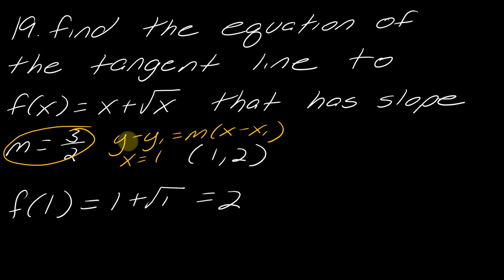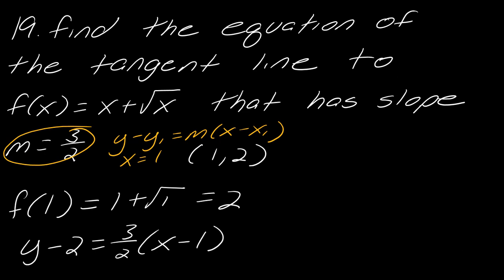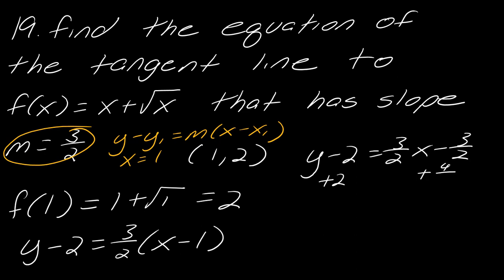Okay, so now I have all the information I need, so I can use my point slope form and plug all this in. So this becomes y minus 2 equals 3/2 times x minus 1. I want to put this into slope intercept form, so let's keep going. I have y minus 2 equals 3/2 x minus 3/2. If I add the 2 to each side, remember that's 4 over 2, a fraction, so this will be 3/2 x plus 1/2. And so there is my equation of my tangent line.